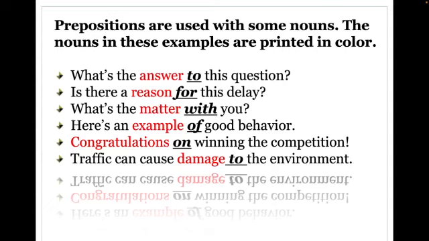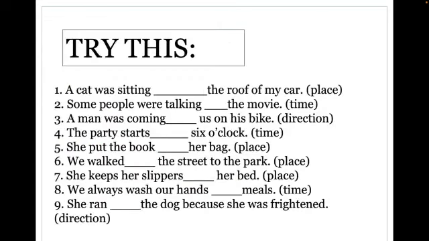So we've seen prepositions being worked with adjectives, prepositions being used with verbs, and now here they are showing up with nouns. So prepositions can move pretty much anywhere in the sentence they want. So let's see how well we've learned. So we want to have a place preposition. For number one, you might want to say a cat was sitting on the roof of my car. Where? On.